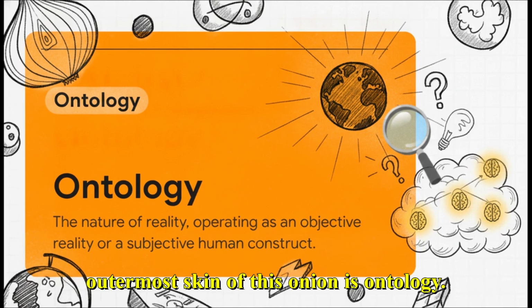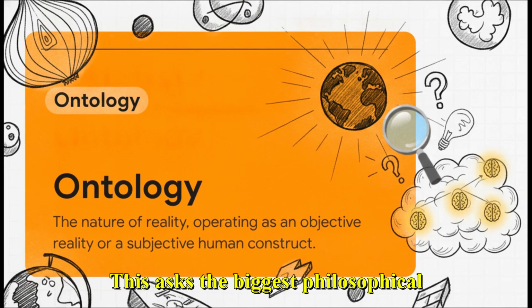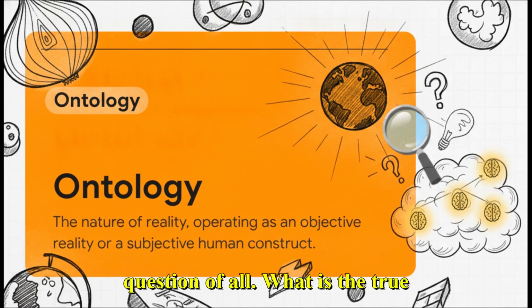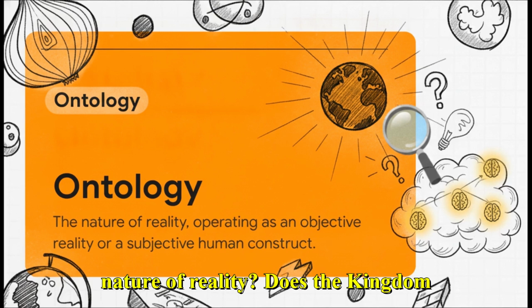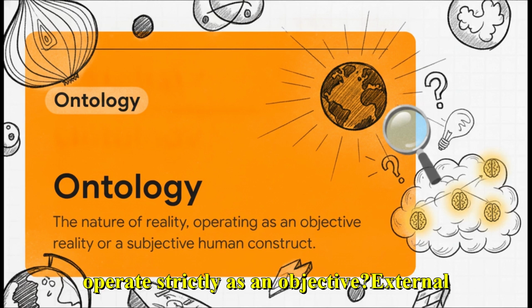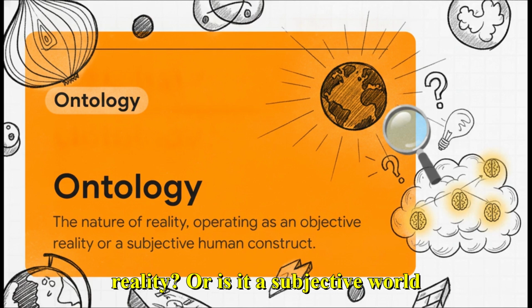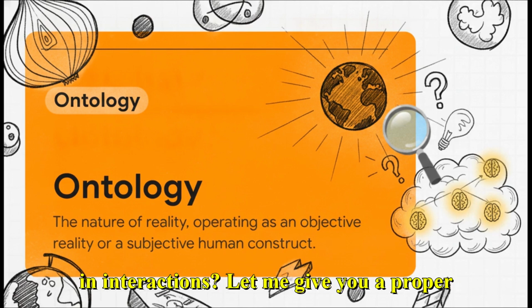The very outermost skin of this onion is ontology. This asks the biggest philosophical question of all. What is the true nature of reality? Does the kingdom operate strictly as an objective, external reality, or is it a subjective world constructed entirely by human perceptions and interactions? Let me give you a proper example.